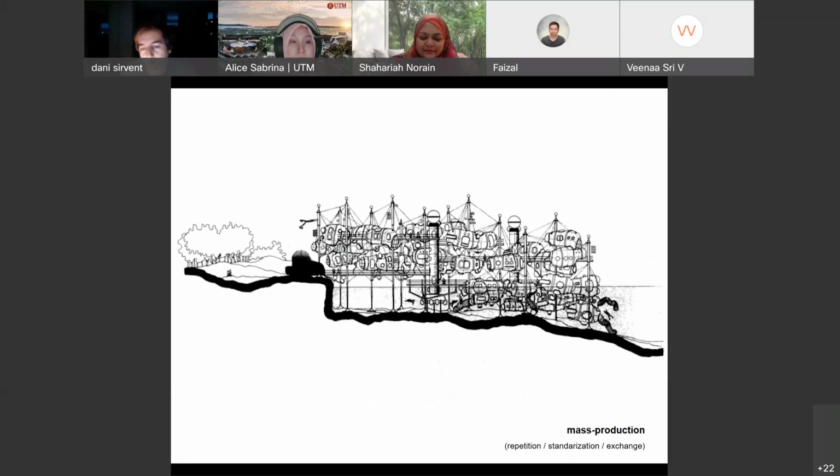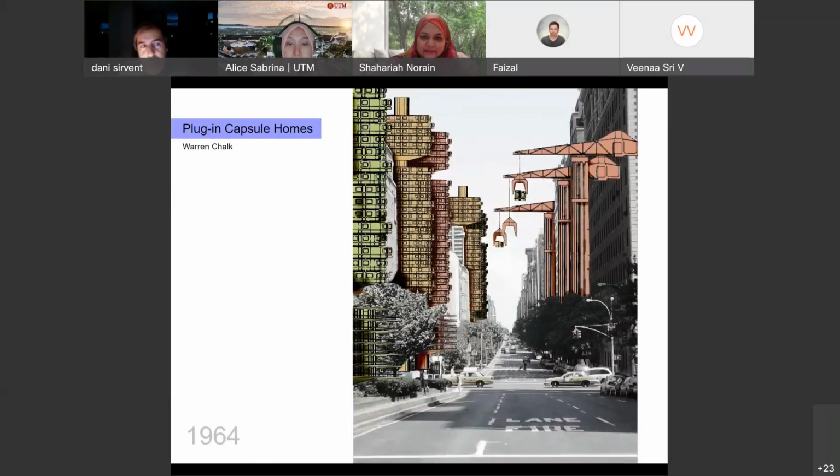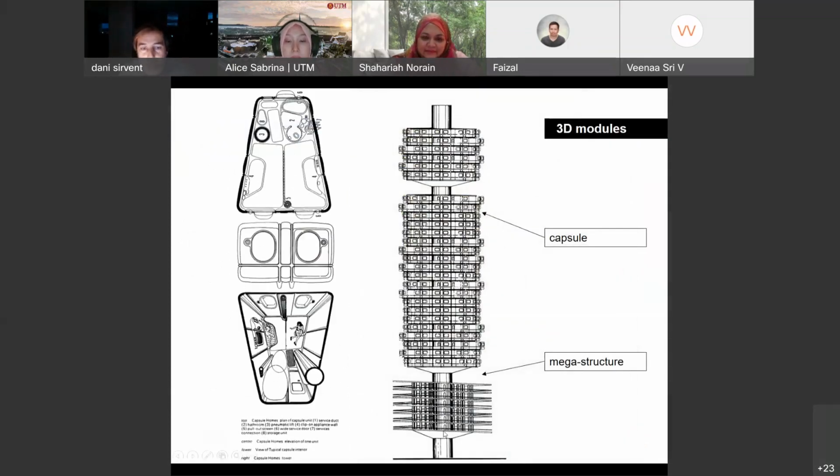Archigram is known for mass production. They wanted to create mass production: repetition, standardization, exchange. You can see a famous project, Plug-in Capsules by Warren Chalk. The concept you can see is a megastructure, again a theory of Le Corbusier, with some capsules that you can plug and unplug depending on what you want to do.